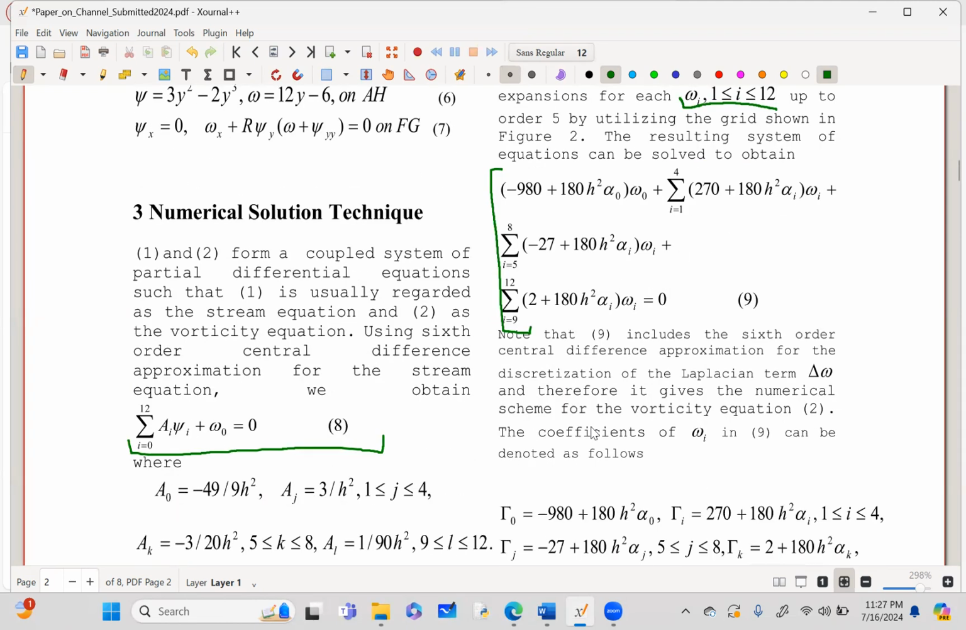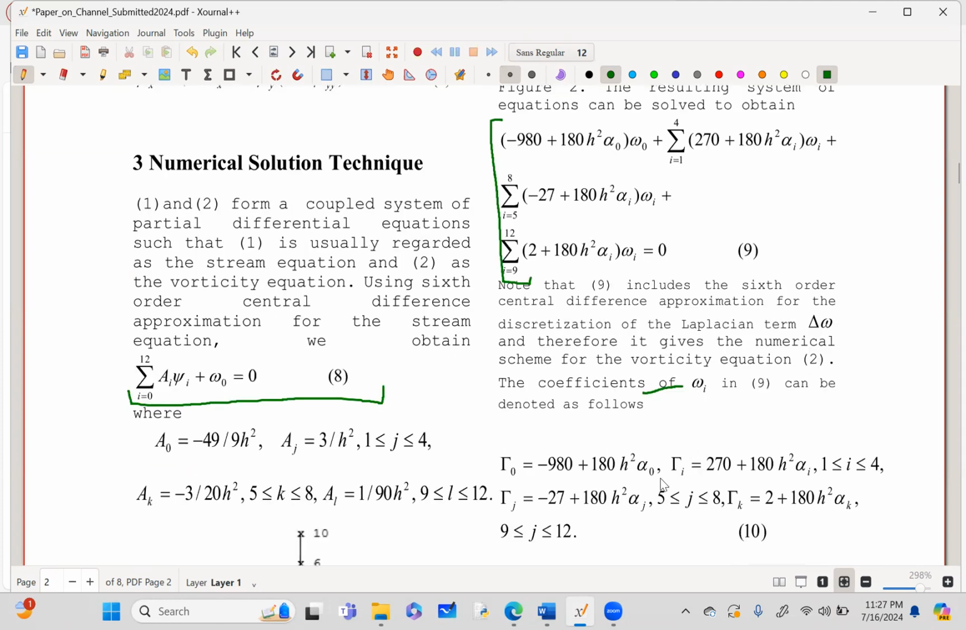And the coefficients omega i in 9 are given by the following. So we used the notation now gammas to indicate the individual ones. Therefore the gamma 0, which pertains to the alpha 0, is given right here.